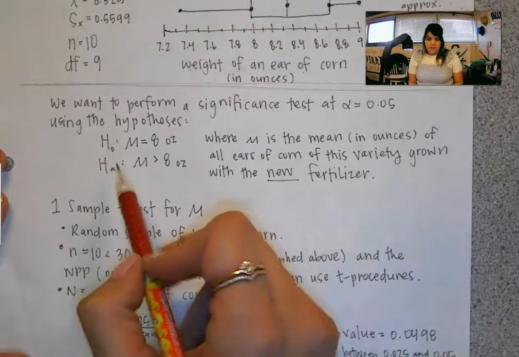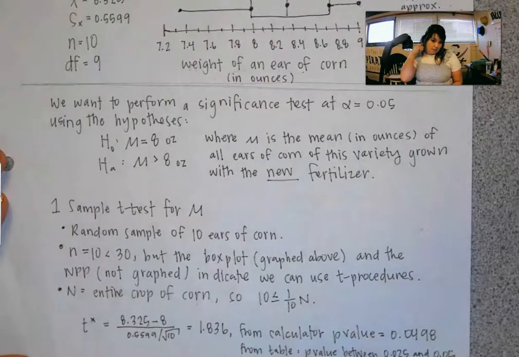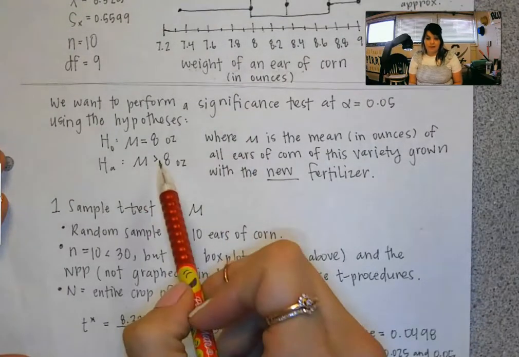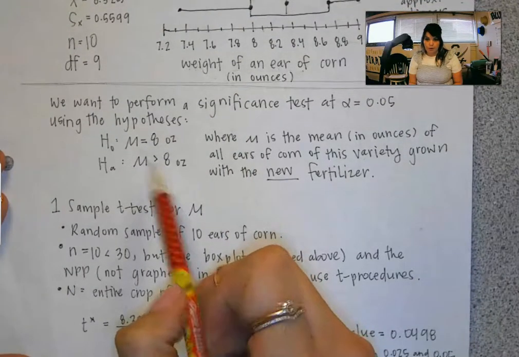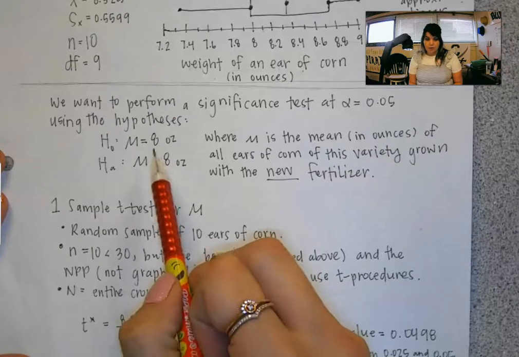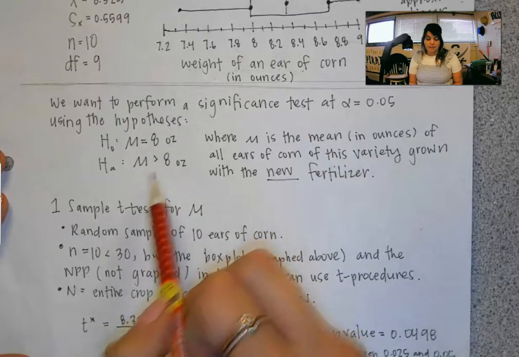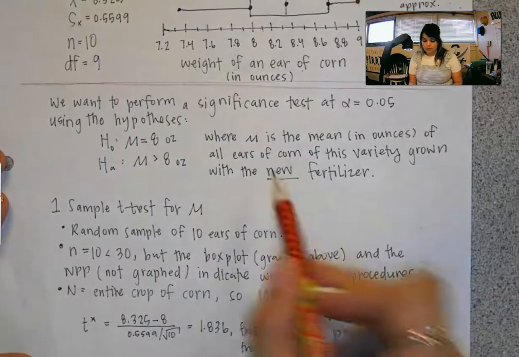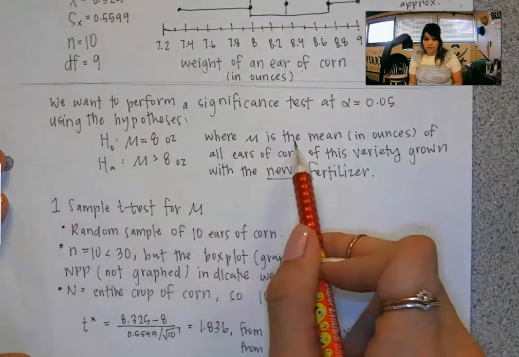This is my statement of the hypotheses. If the fertilizer had a positive impact, that means that your corn is going to weigh more. So that's how I knew to do a greater than. Positive impact means more corn, weighs more. Make sure that you clearly define your mu.